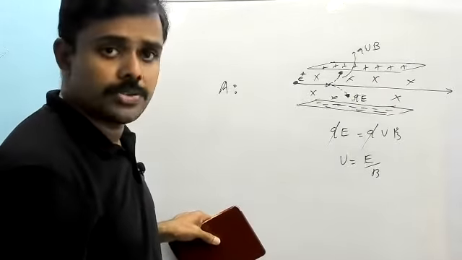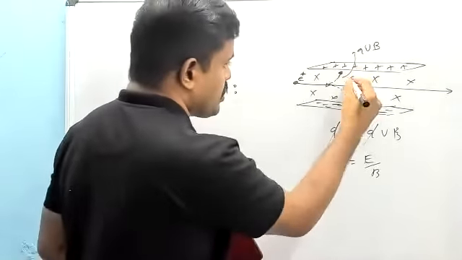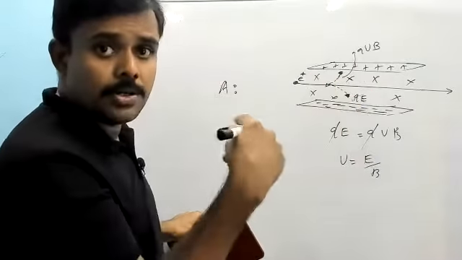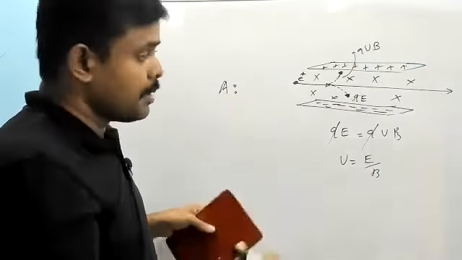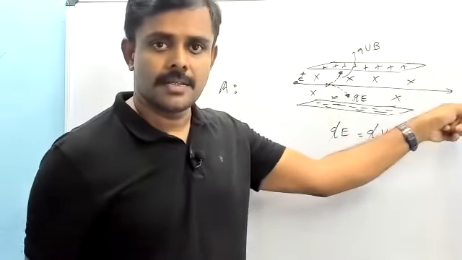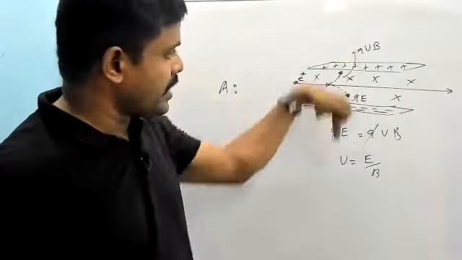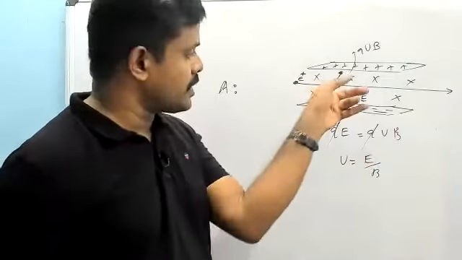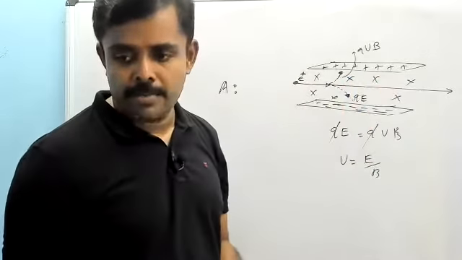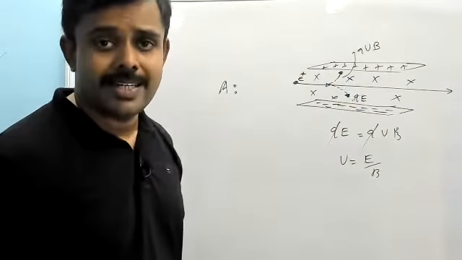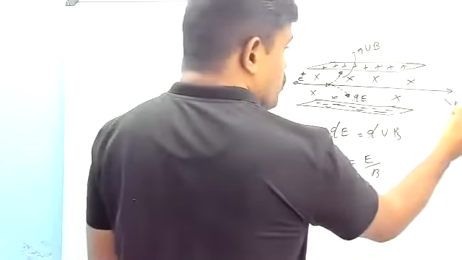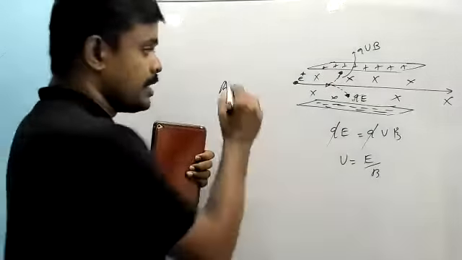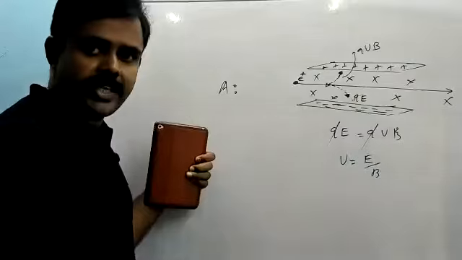What about the magnetic force? If you apply a magnetic field perpendicular to this, these are called crossed fields, or cross fields. The particle is moving along the x-axis, the electric field is applied in the y direction, and the magnetic field is applied in the z direction. They are in mutually perpendicular directions. Look at the directions again. Where is the particle going? The particle is moving to the right, along the x-axis.